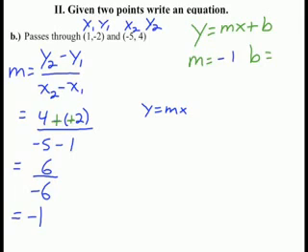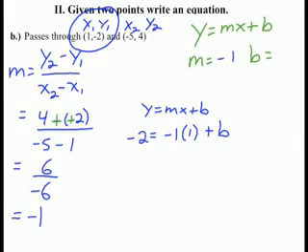Now we're trying to write an equation in y equals mx plus b. So we're going to have to pick a point and use the slope and substitute them in to y equals mx plus b and solve for b. So I am picking the point (1, -2). So we have negative 2 equals negative 1 times 1 plus b. Negative 1 times 1 is negative 1.